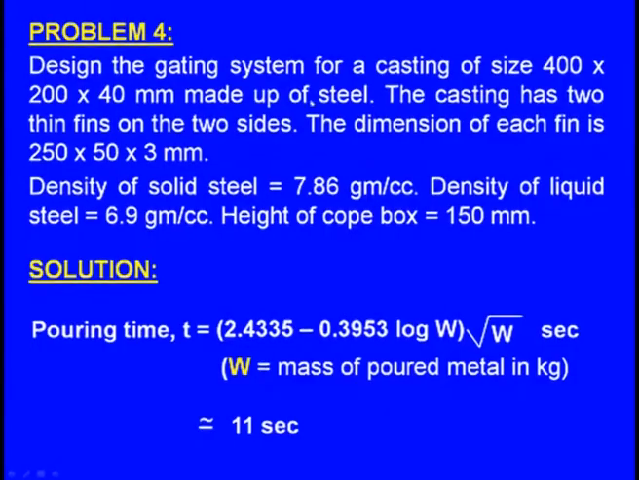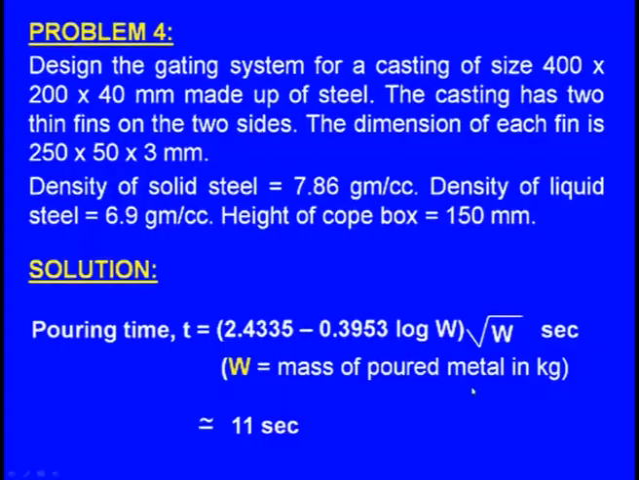Now, we need to find out the pouring time. What is the material of the casting here? It is steel. So, for steel, the pouring time T is equal to 2.4335 minus 0.3953 log W, multiplied by root of W, where W is the mass of the poured metal in kilograms.